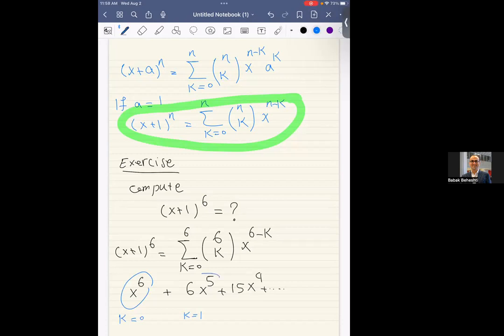So this corresponds to k equal to 1. This one corresponds to k equal to 2, and so on, up to k equal to 6. I can tell what the term for k equal to 6 is. That's easy. It's just 1. So the last term is 1, because you have x to the power 0.